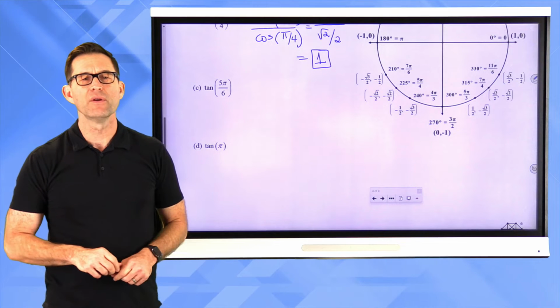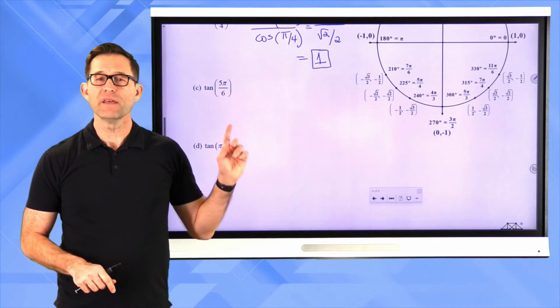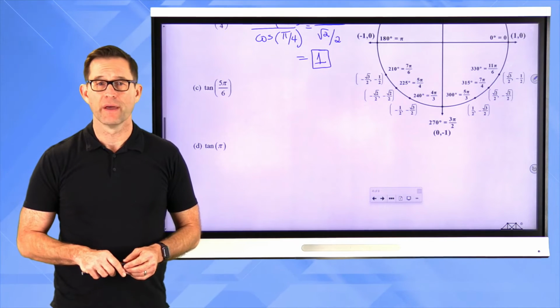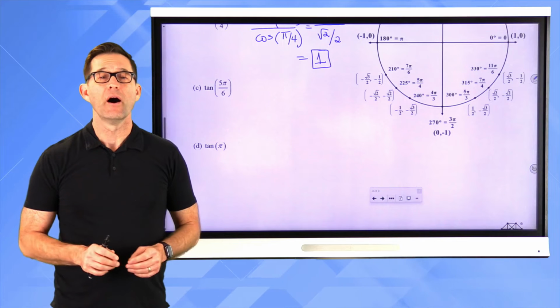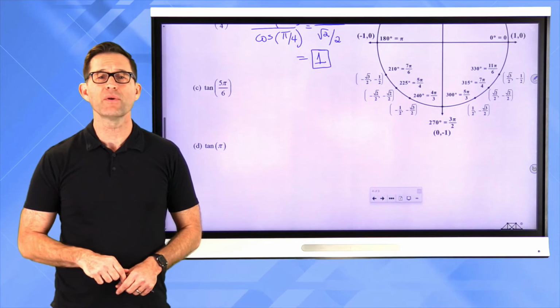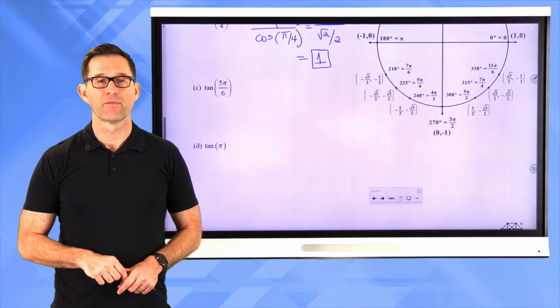All right, what I'd like you to do is pause the video now and see if you can simplify this one. Couple heads up. It's going to be negative. That's just going to be the way it is. And it's going to be a little bit ugly in terms of radicals. So pause the video now and see if you can figure out what the tangent of 5 pi over 6 is.